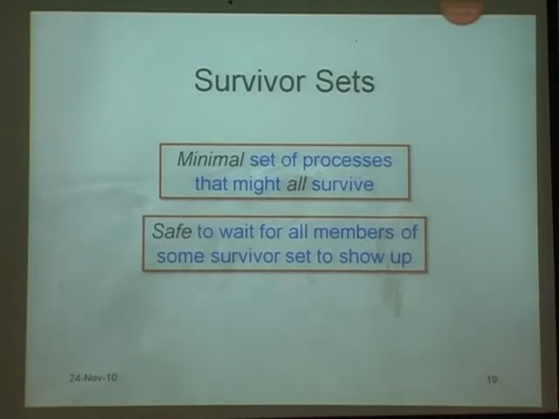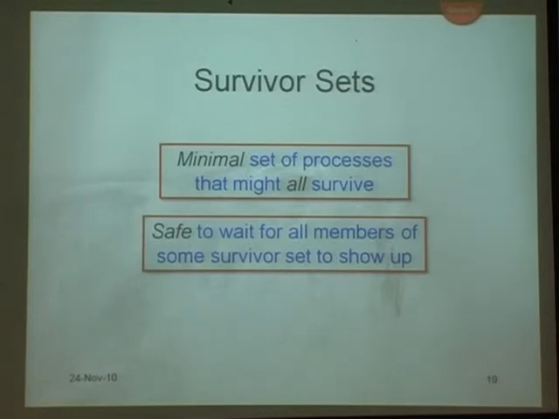So it's safe to wait for all members of some survivor set to show up. You can condition on all possible survivor sets and wait for one of them to complete. This is equivalent to, for example, waiting for n minus t processes. Exactly, yeah. That's exactly the way to think about it.